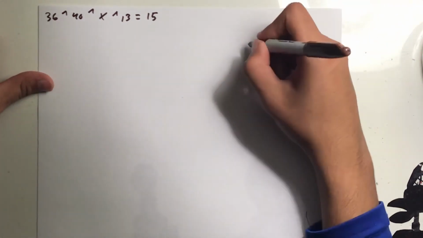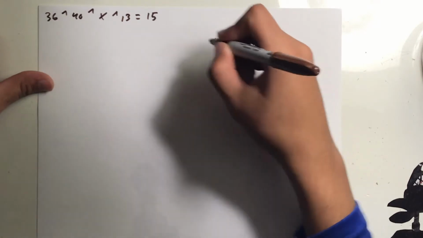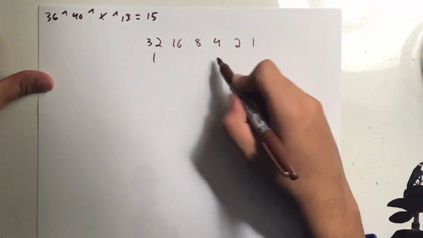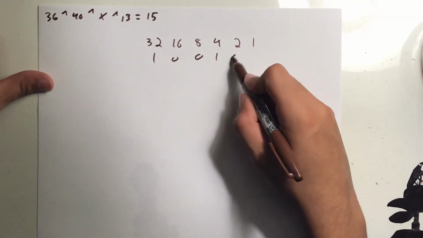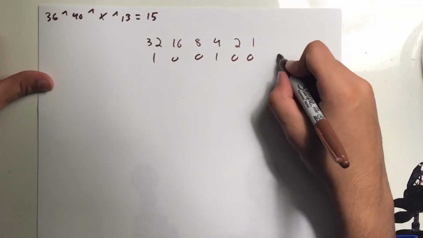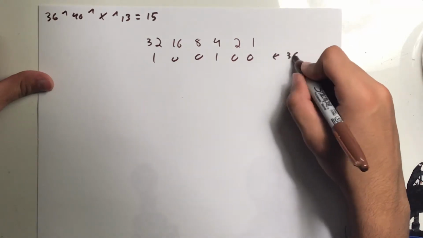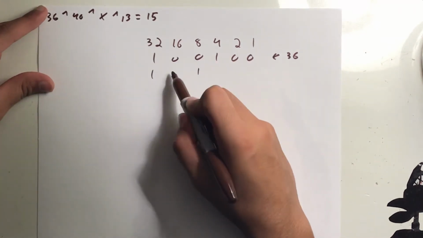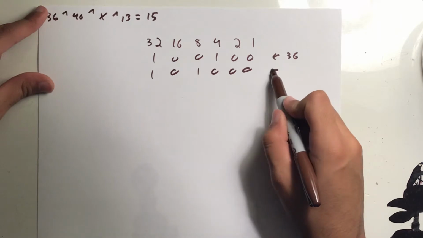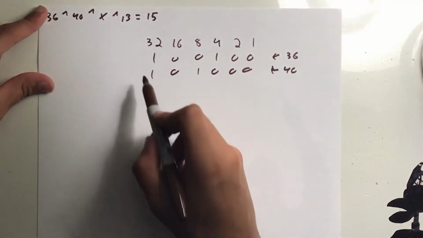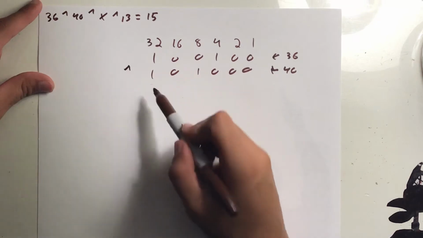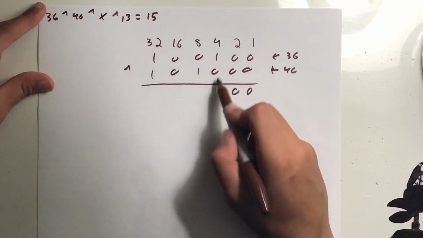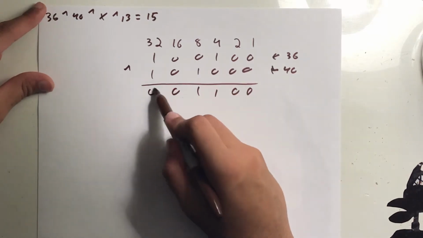Let's do our 1, 2, 4, 8 system. 1, 2, 4, 8, 16, 32. To get 36, we have 32 and 4. This is 36. For 40, it's going to be 32 and an 8. This is 40. So, because we're going to exclusive or, they're both the same, so false, false, true, true, because they're opposites, and false, right?